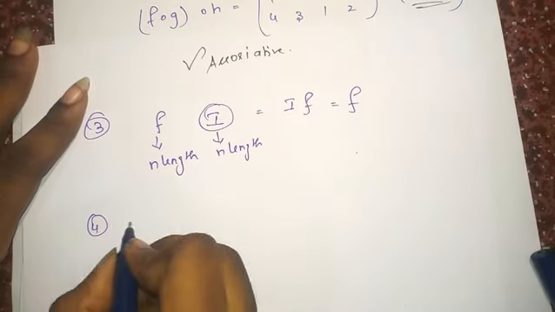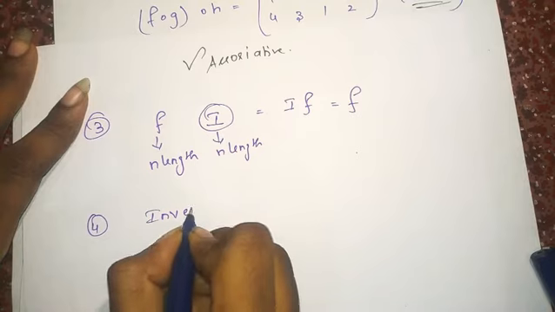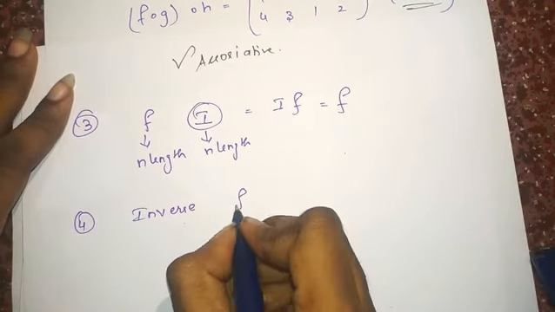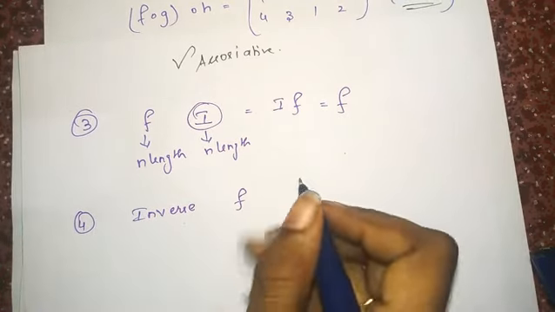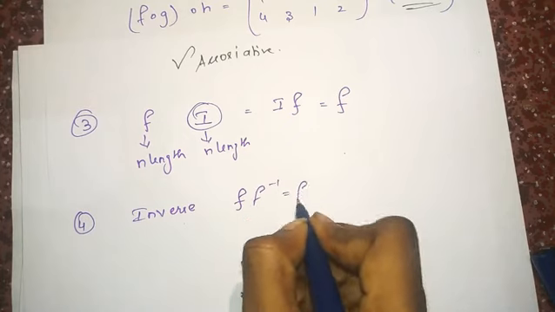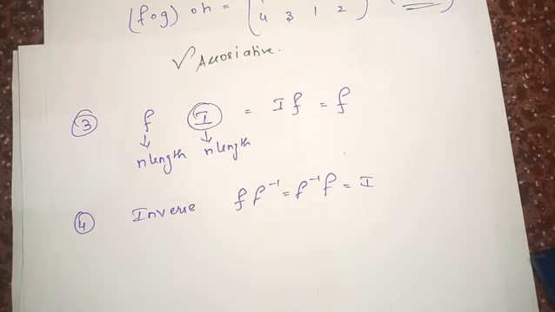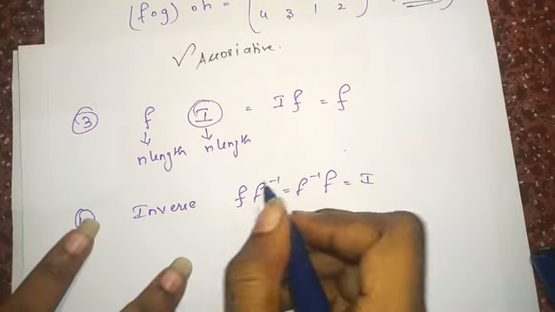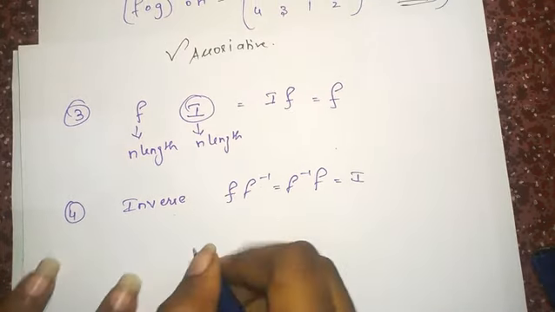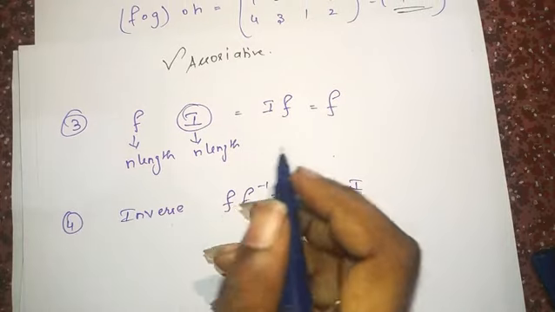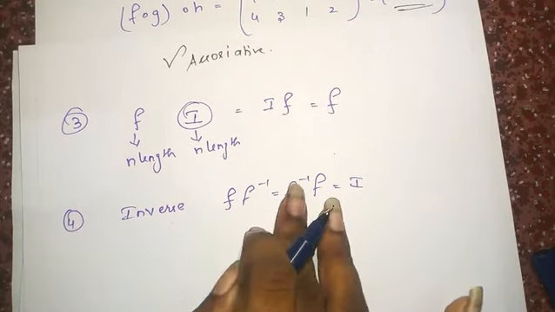And the next is inverse. I have already discussed inverse in the previous lectures. You can also refer to this in the description box. I have given the link in the description box. So it follows all the four properties. So it is a group.